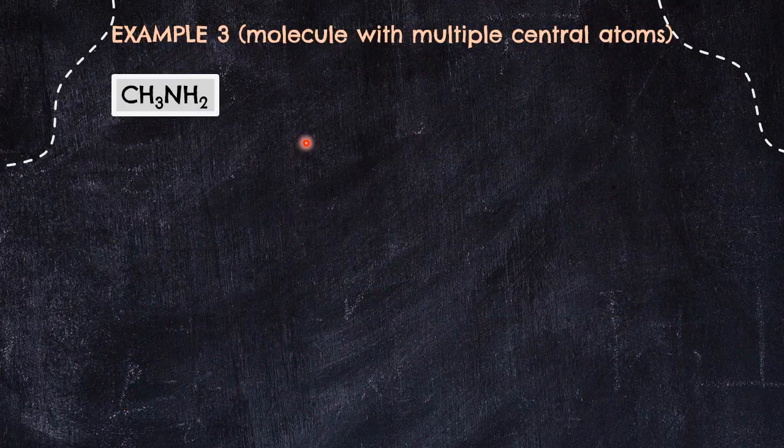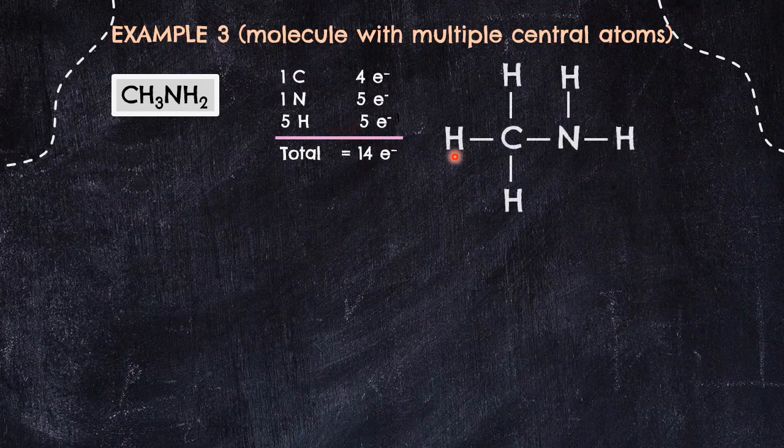For the third example, we're going to use CH3NH2 to cater for a molecule with multiple central atoms. So the total valence electrons contributed by 1 carbon, 1 nitrogen, and 5 hydrogen will be 14 electrons. So carbon and nitrogen will be the central atoms, while hydrogen will be the terminal atoms because they can only achieve duplet. So there are 6 bonding pairs altogether, which means 12 electrons will be deducted from the total valence electrons, left with only 2 electrons. These remaining 2 electrons will be given to nitrogen because carbon already achieved octet by having 8 electrons surrounding it.